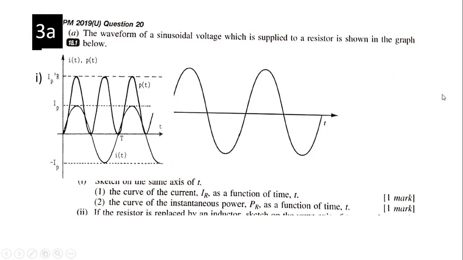Just label it. This curve is IR. This is PR. You have to follow the graph. They have given you two cycles, so we have to do two cycles.